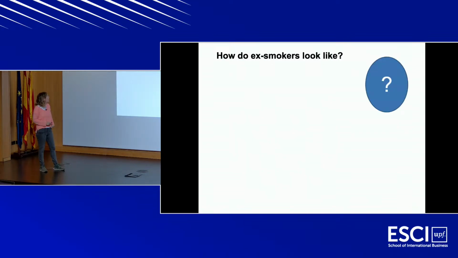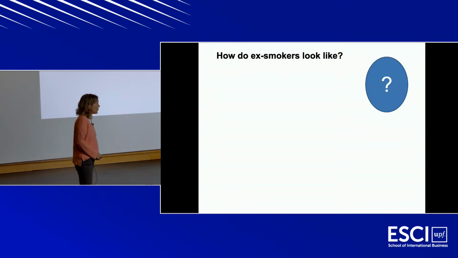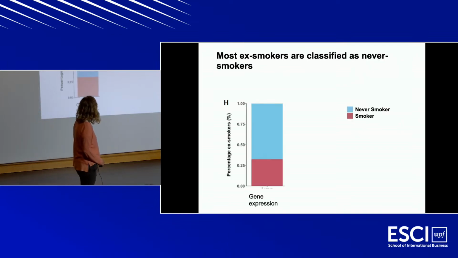Okay. So I've told you that smoking has a huge impact on all of the tissues. How do you think the ex-smokers look? Can anyone guess how the tissues of an ex-smoker look? Do you think they're going to be similar to a non-smoker, or the same as a smoker, or somewhere in between? In between, huh? Yeah.